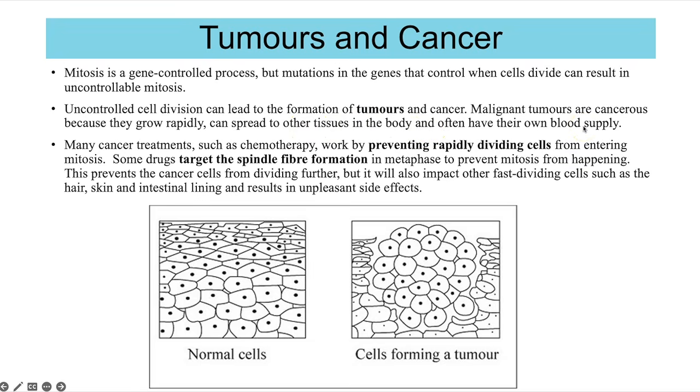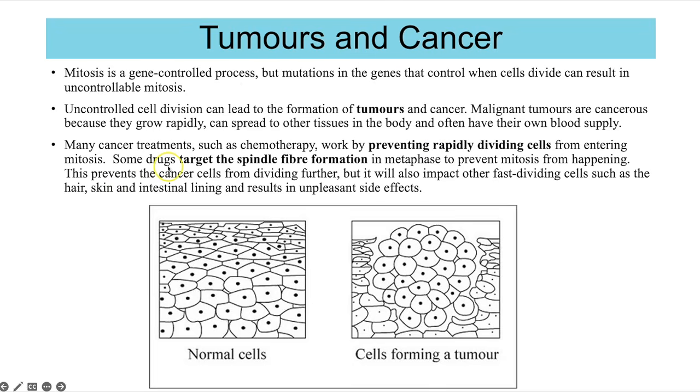And if they've got their own blood supply, that means they'll have lots of oxygen and glucose being supplied to these cells so they can respire aerobically more rapidly, produce more ATP, and that will mean mitosis can happen even faster. So many cancer treatments, for example, chemotherapy, work by preventing these rapidly dividing cells from entering mitosis. And therefore, that means the tumour can't get any bigger.